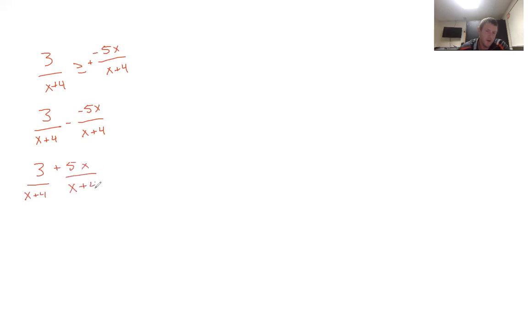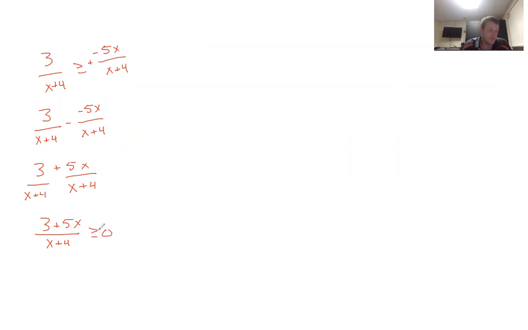And notice that these two have common denominators. Okay, so I can combine them. This will almost always happen. So this denominator and this denominator are going to be the same. So really you just combine the tops, so 3 plus 5x over x plus 4. And this was greater than or equal to, and I move this away, so it's going to be greater than or equal to 0. Okay.